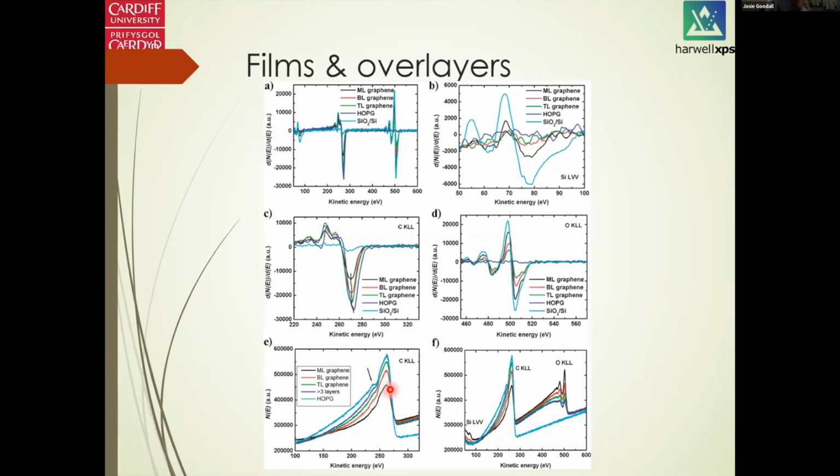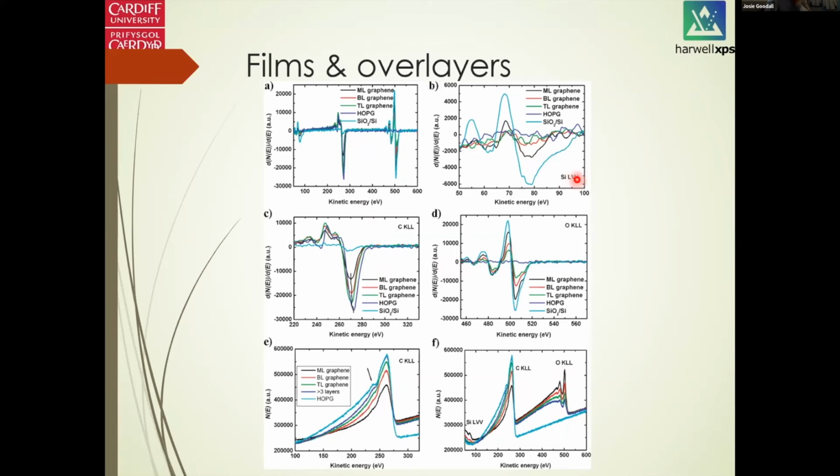the more layers of graphene are deposited, the carbon Auger peaks increase. At the same time, because the oxygen from the titanium is buried, the oxygen Auger peak decreases. These four are the first differential spectrum with different elements of the Auger spectrum.